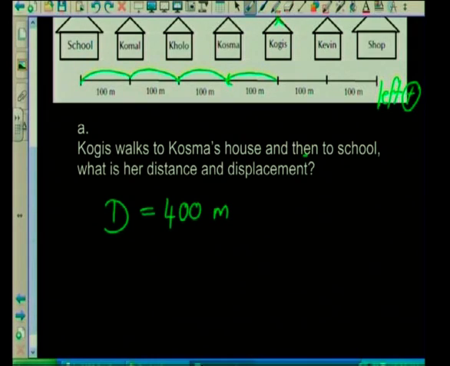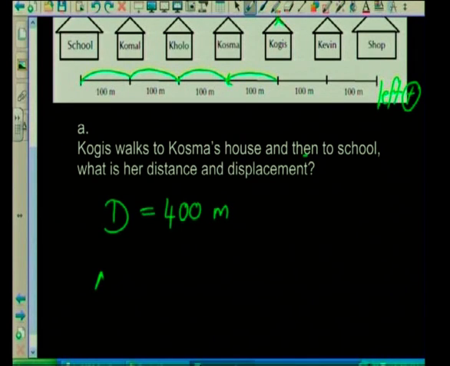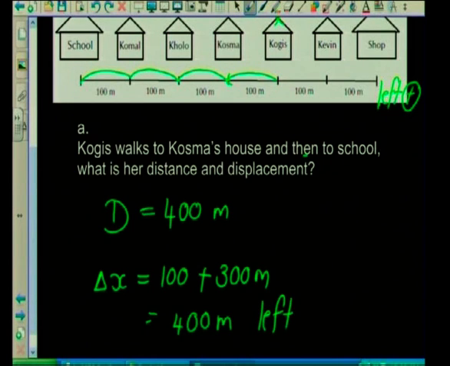Now they want displacement. Her direction is important. We have decided that going to the left is positive. So her delta x, she went left for 100 meters first, and then she went another 300 meters. So she went 400 meters left. We have taken her house as our reference point. Remember, we spoke about a reference point? In fact, that's what we're going to do for all of these questions in this section: whoever's house we're starting at, that's our frame of reference. So she's gone 400 meters left from her home.